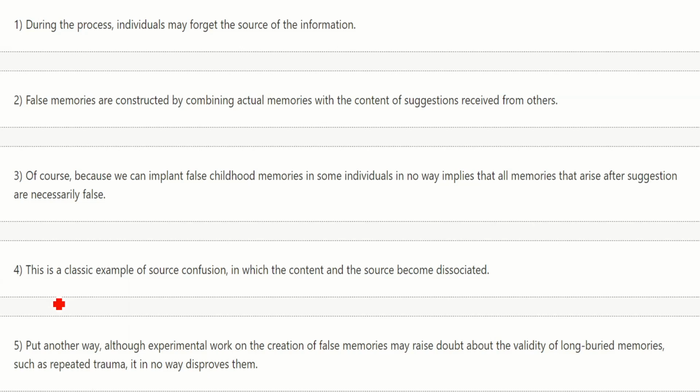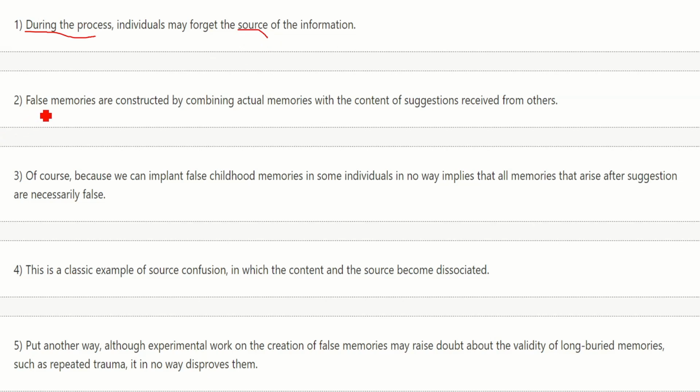First, try to find out the independent sentence or try to find out the main topic of the sentence so that we can arrange them in a logical way. Now first read the paragraphs and understand the context. Just spend 30 seconds to read the paragraphs and try to understand the context. Let's start with the first paragraph. First paragraph is, during the process individuals may forget the source of the information, means source is discussed here.